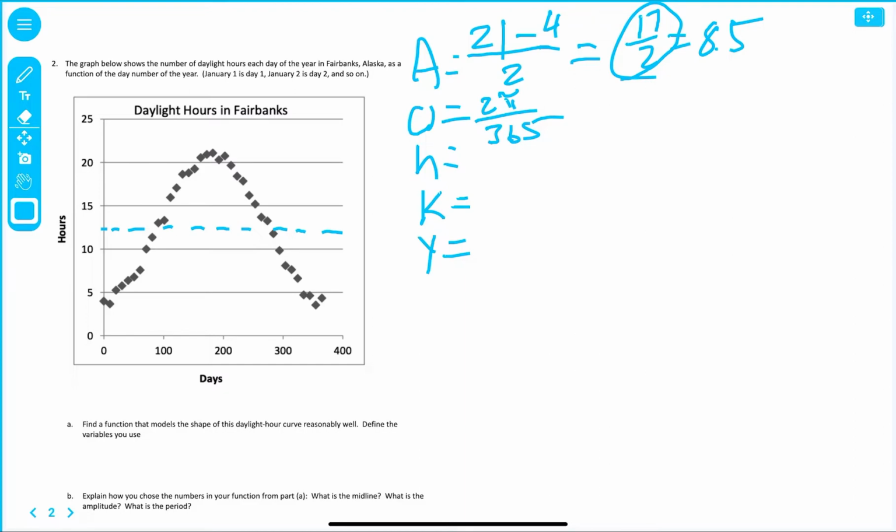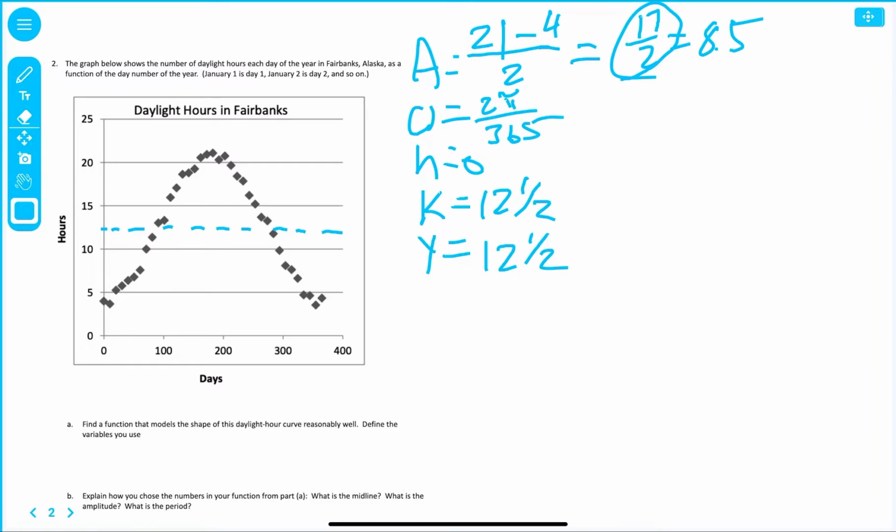So therefore, there's not going to be any type of horizontal translation. Our K and our midline are going to be the same thing, right? About 12 and a half. Let's just call it, yeah, we'll just do 12 and a half. I don't want to mess with improper fractions. Okay? So there it is.